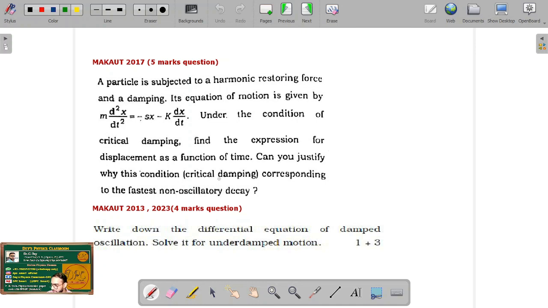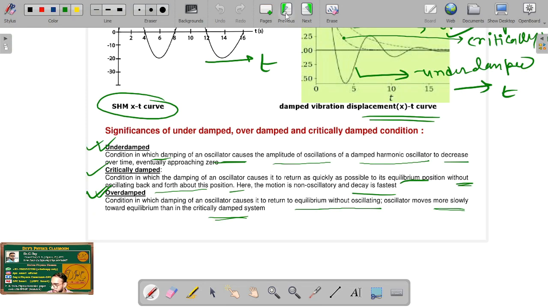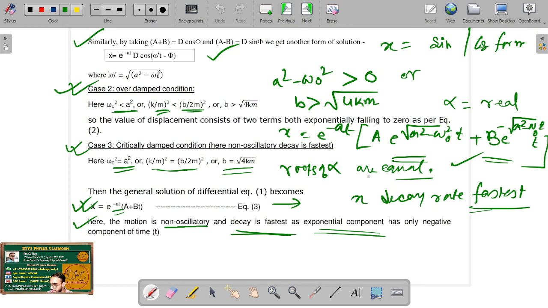Can you justify why the condition of critical damping corresponds to the fastest non-oscillatory decay? This also I have discussed here. Why it is fastest? Here I have discussed the second part of the question.